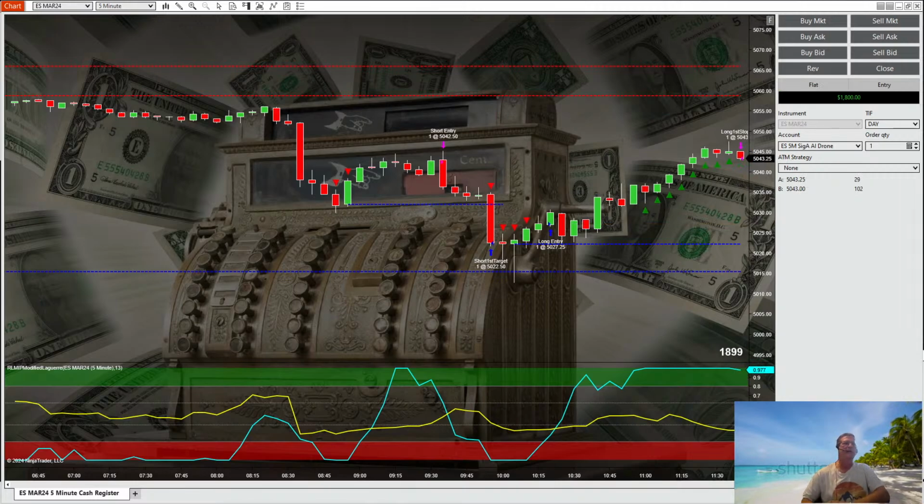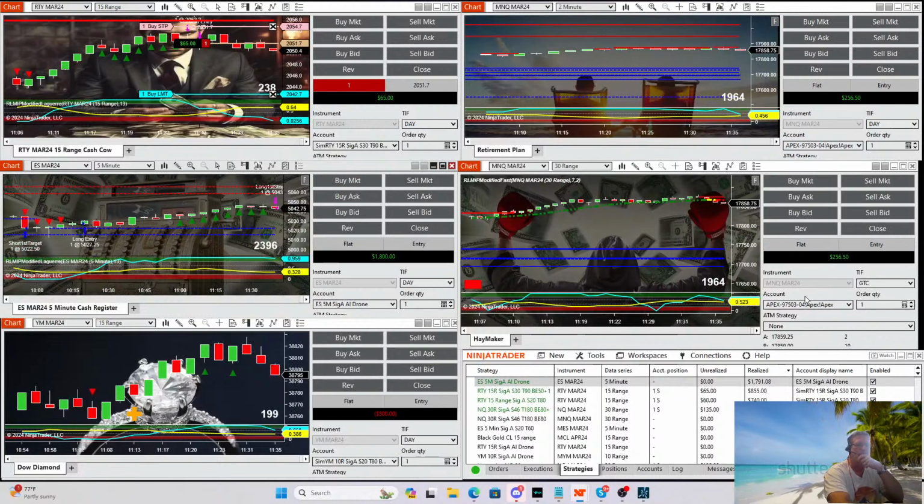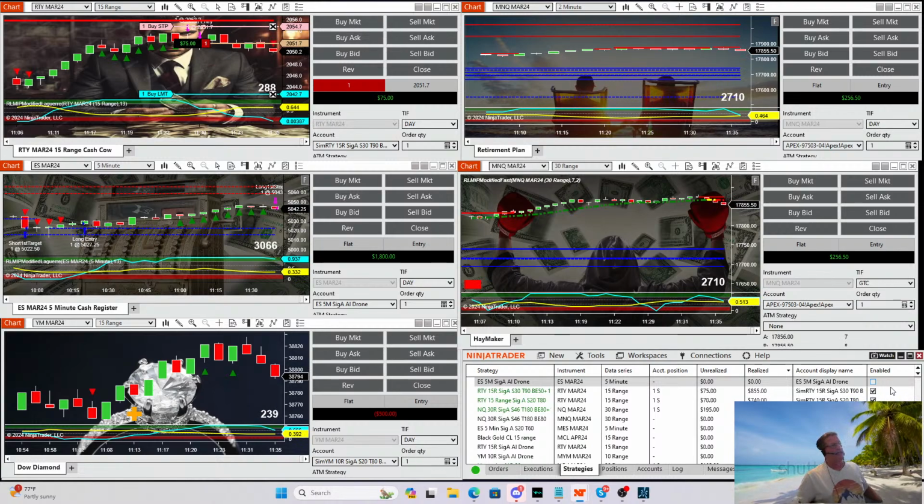Order filled. Okay. Wow, what a great day for that ES. That cash register finished with 1,800. So I'm going to disable that. And let's call it a day.